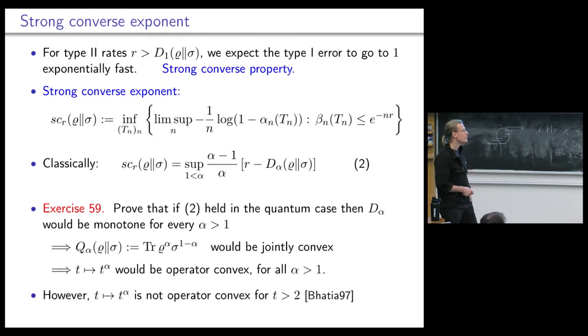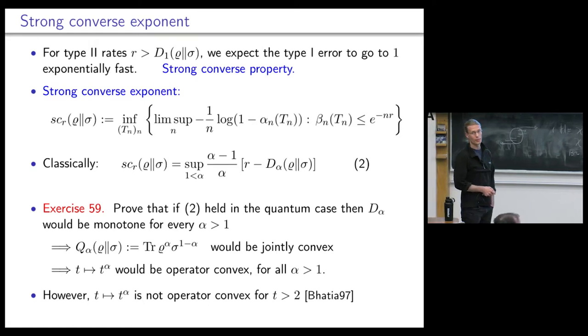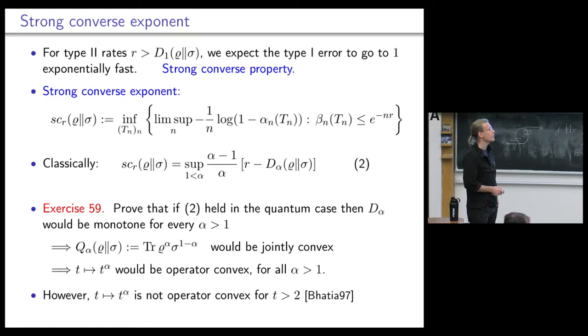But we know from matrix analysis that it is not true. So for t larger than, oh sorry, this should be alpha larger than 2. So for the power larger than 2, this function is not operator convex. Okay? So this strategy cannot work. We cannot get the same expression as in the classical case using our previous Rényi divergences.